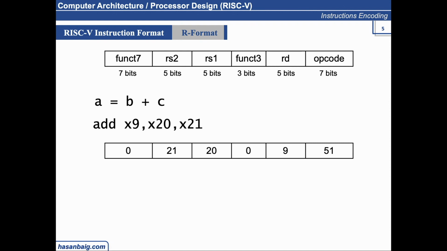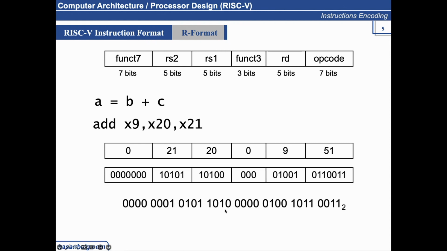So recall that we had x20, x21. While reading the instruction, the processor will identify that it has to perform the addition operation. It has to grab the contents of x20 and x21, add them together, and put the result back in register x9. So this is how the processor will read the instruction. And this instruction, whose values are written in decimal, is represented in binary. This is the final binary instruction, and this is what you call machine code.